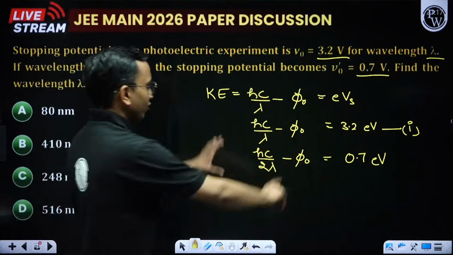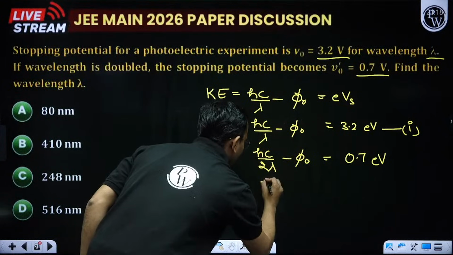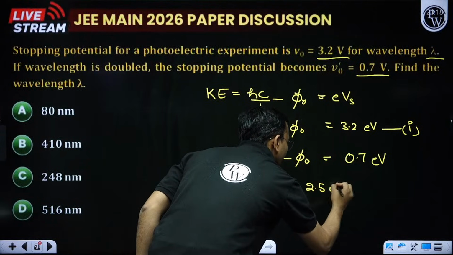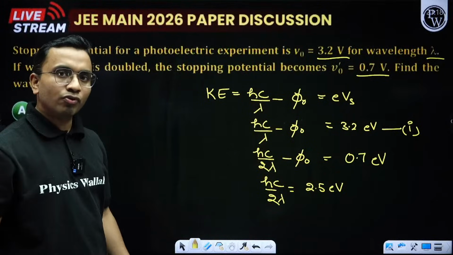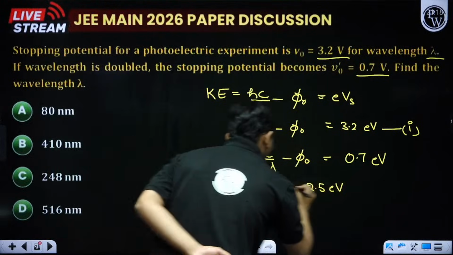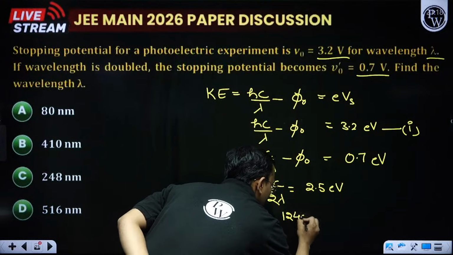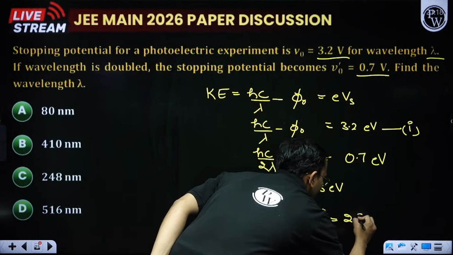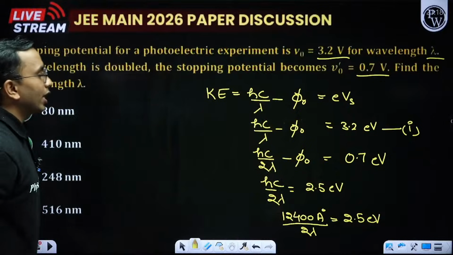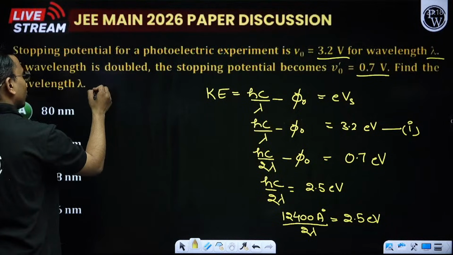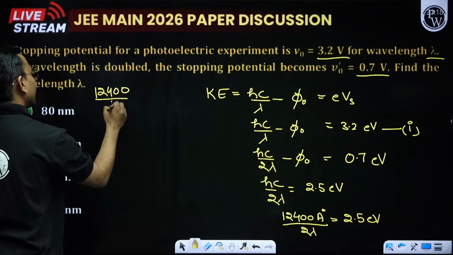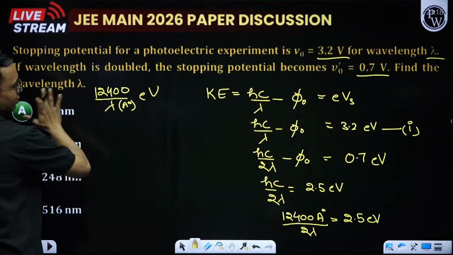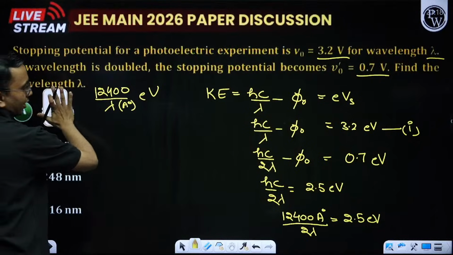Now if you subtract these two equations, it becomes hc by 2 lambda is equal to 3.2 minus 0.7, which is 2.5 electron volt. Now the hc value in electron volt is 12,400 angstrom divided by 2 lambda. This is 2.5 electron volt. You can remember this actually. When we write the energy of a photon, we write it like this: 12,400 divided by lambda in angstrom, this much electron volt. So remember it like this. The energy of the photon we write like this.